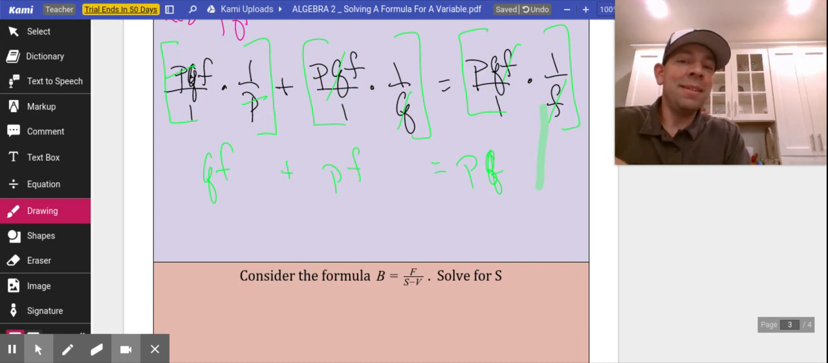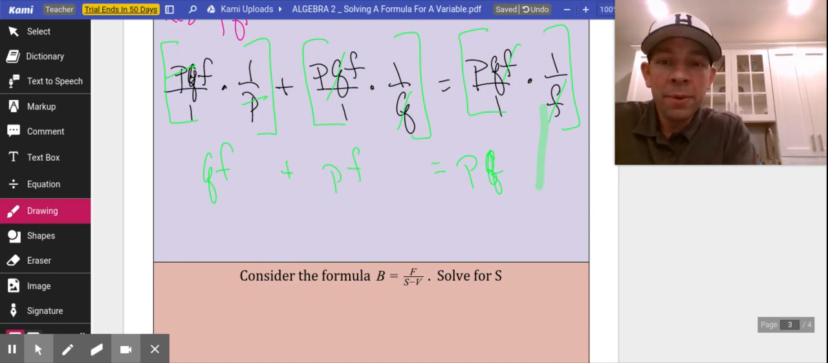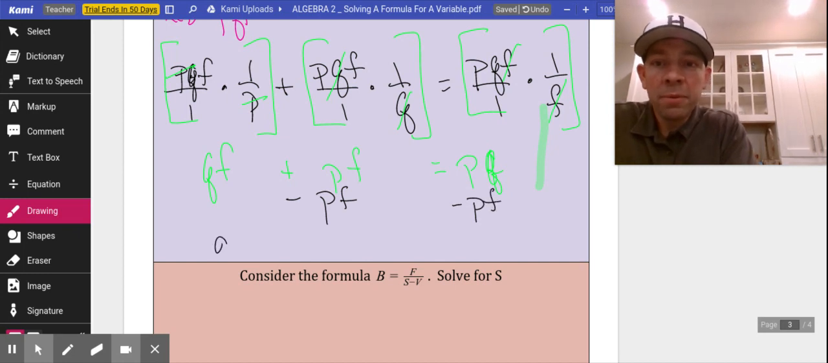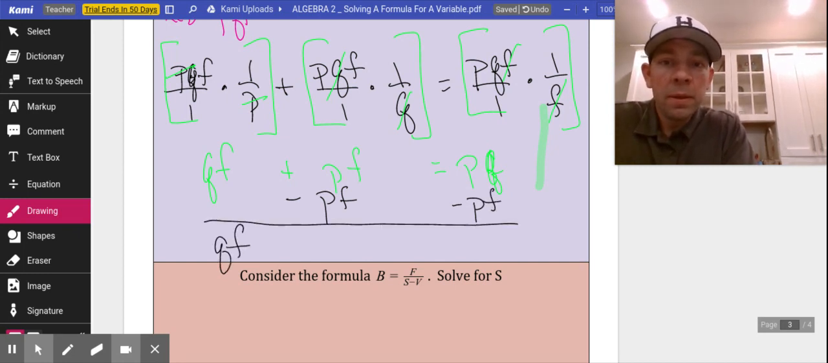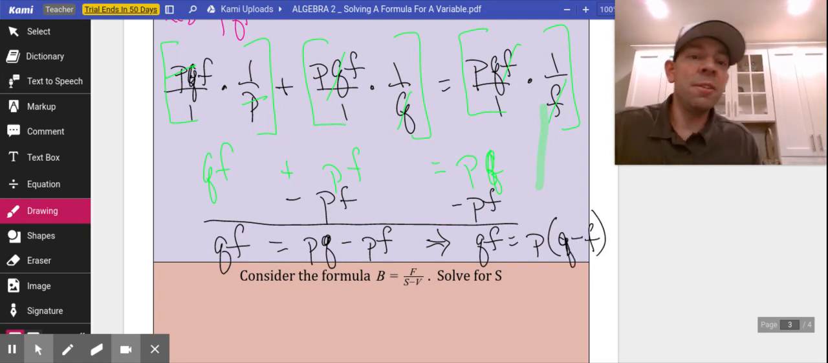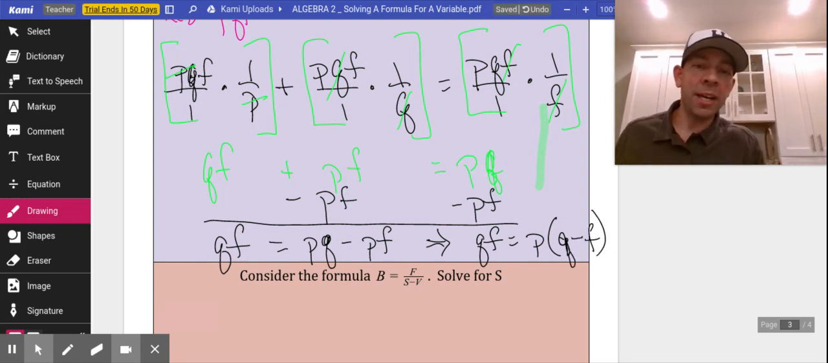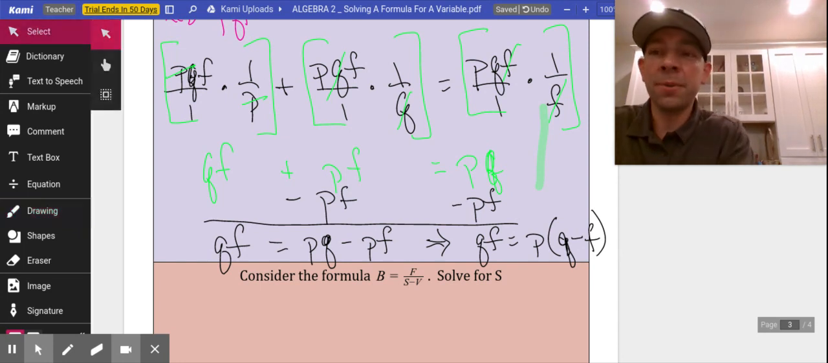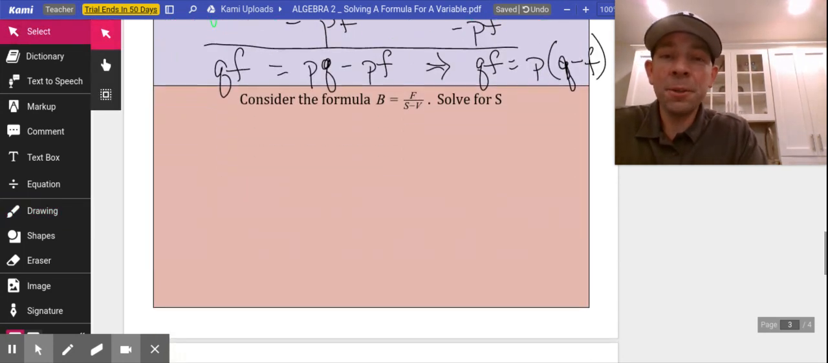At this point, I'm at the exact same point I was on the last problem. I want to try to get all the P's on one side. So I'm left with QF equals PQ minus PF. I'm going to do a GCF. So I've got QF equals GCF of P, quantity Q minus F. And then just divide that quantity Q minus F to the other side. And we get the exact same answer we had on the last one. So that's the hardest part today.